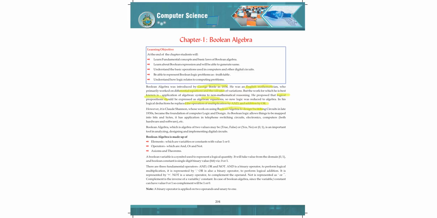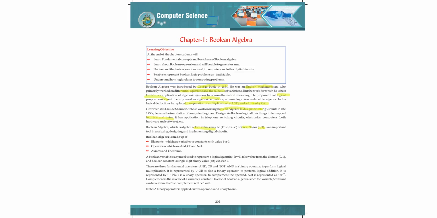From there, Boolean algebra became famous, and Boolean logic allowed things to be mapped into bits and bytes. You know about the number system, we already studied bits, and what is a byte? A byte is when 4 bits get combined, it makes a byte. So Boolean algebra is the algebra of two values, that is true or false, yes or no, 0 or 1, and on or off.